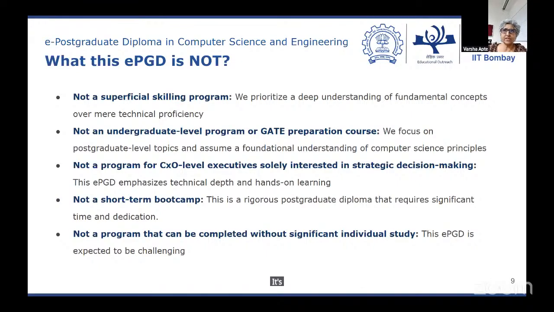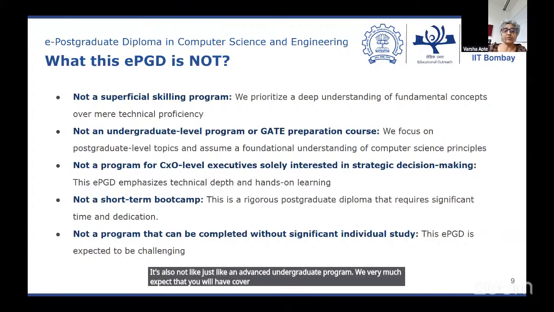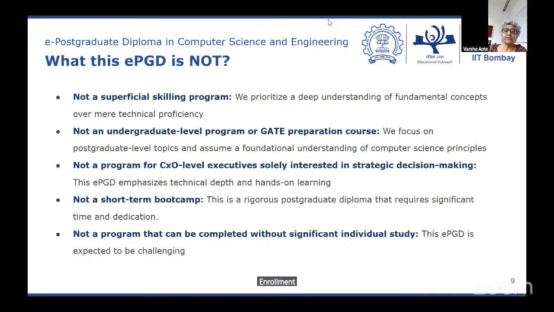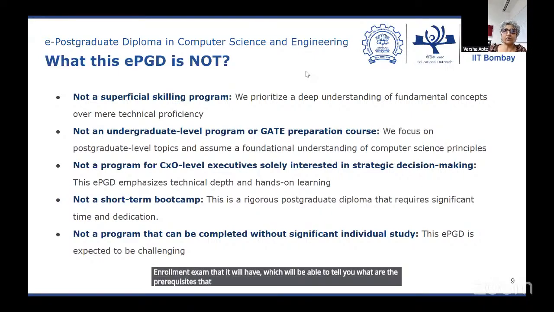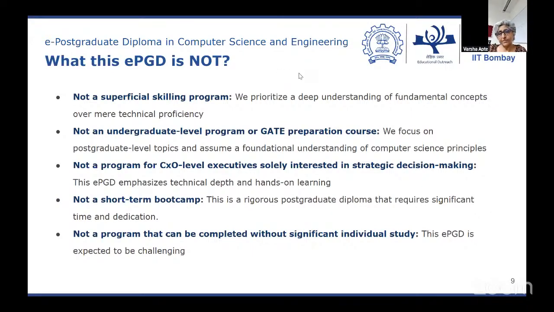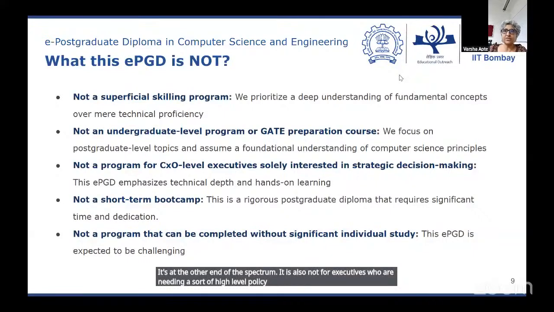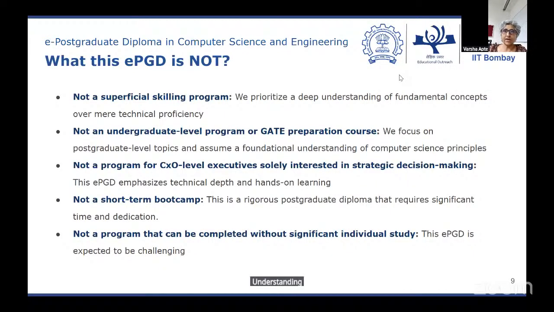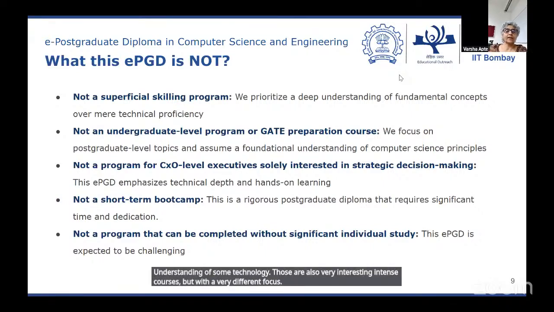It's also not just an advanced undergraduate program. We very much expect that you will have covered the undergraduate background that we need. I think every course has had the syllabus and some kind of a registration or enrollment exam, which will tell you what the prerequisites are for that course. So we will need a sound undergraduate background. At the other end of the spectrum, it is also not for executives who need a high-level, policy-level, impact-level, strategy, business-level understanding of some technology. Those are also very interesting, intense courses, but with a very different focus. This is not that. It's not a short-term boot camp.